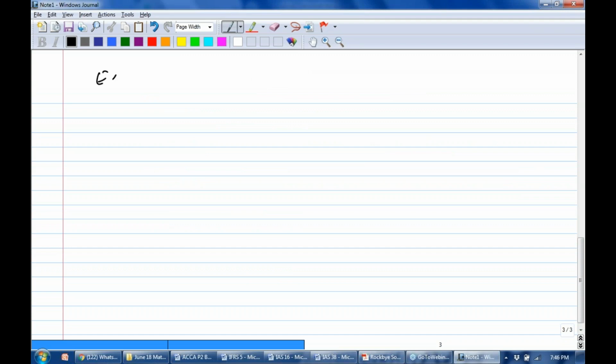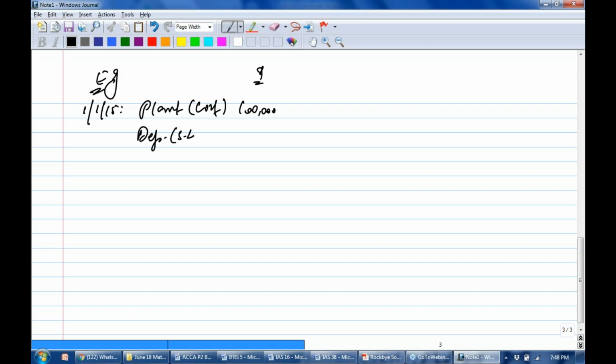Let's take an example, a very quick one. For example, on 1st January 2015, we purchase a plant with a cost of $100,000. Let's suppose we are using straight line depreciation over 10 years. At the 2015 year end, depreciation is 10,000, and the book value becomes 90,000.